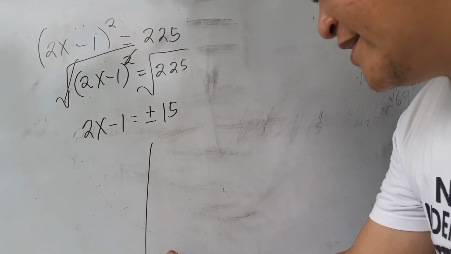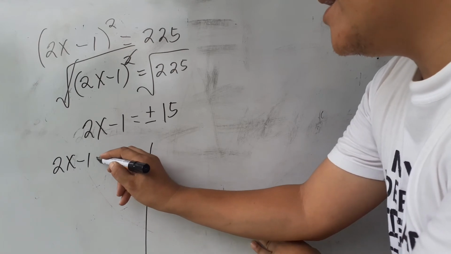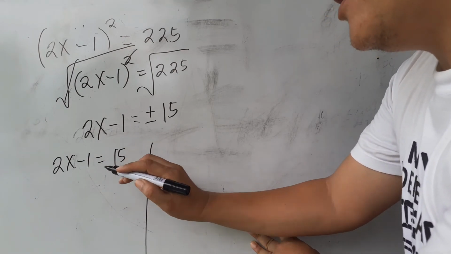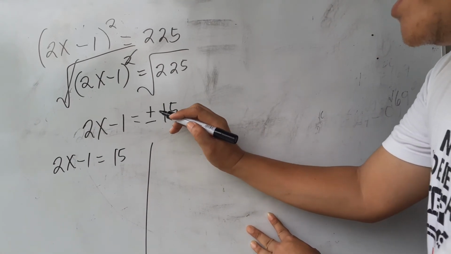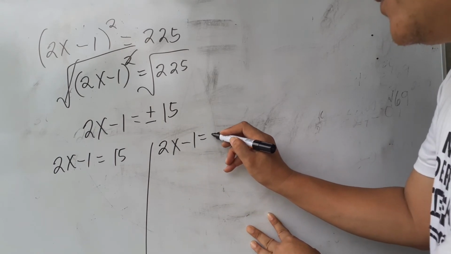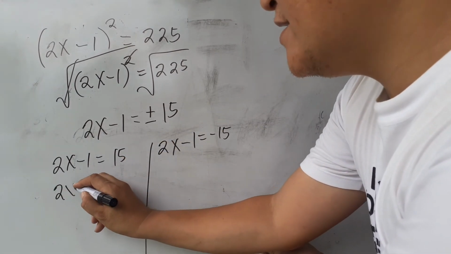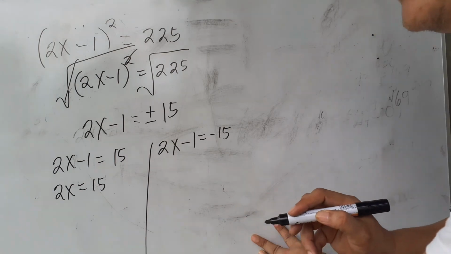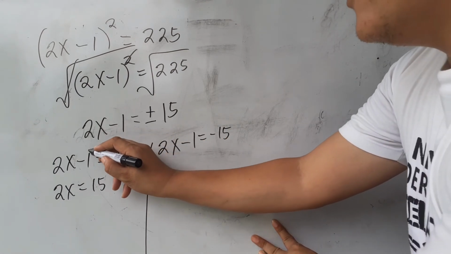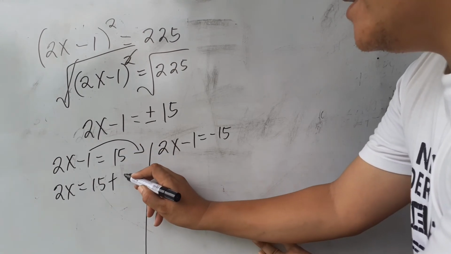Then, paghiwalayin na natin siya. So, we have 2x minus 1 is equal to positive 15. So, paghiwalayin po natin yung positive 15 at saka negative 15. Then, 2x minus 1 is equal to negative 15. So, we have 2x, it is equal to 15. Combine natin yung constant term. So, tatranspose natin yun doon. So, magiging from negative, magiging positive 1.